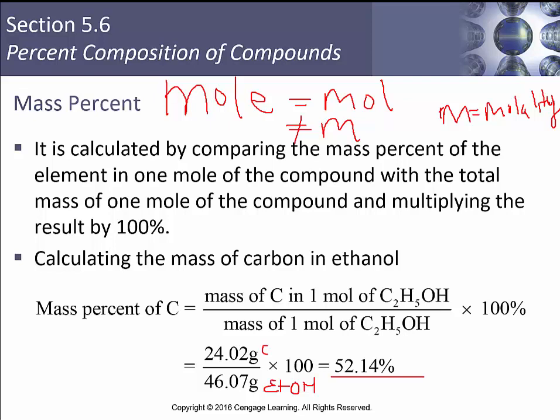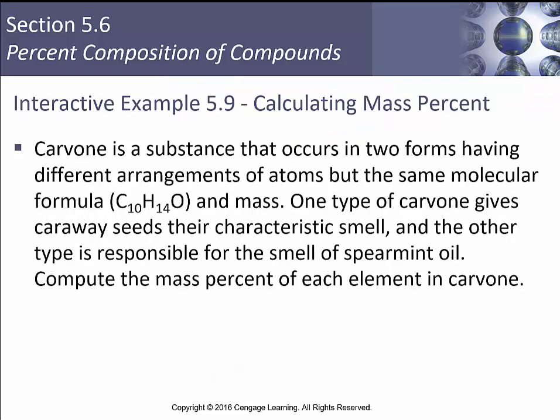So let's look at another example. Carvone is a substance that occurs in 2 forms, having different arrangements of the atoms but the same molecular formula. One type of carvone gives caraway seeds their characteristic smell, and the other type is responsible for the smell of spearmint oil. I have bought these 2 things, 2 different enantiomers. That means they're 2 different shapes, and I cannot honestly tell the difference between the 2.